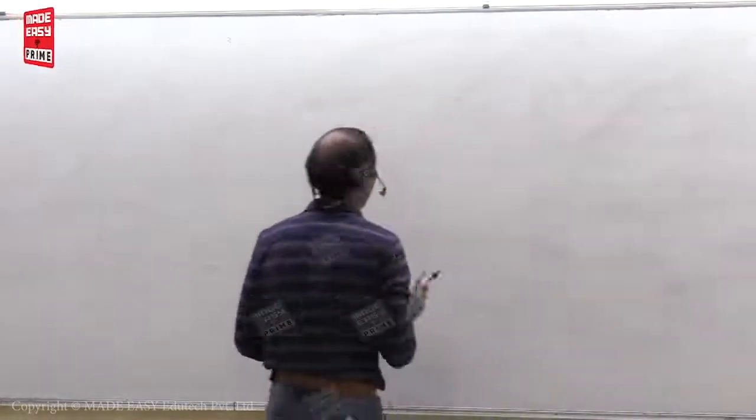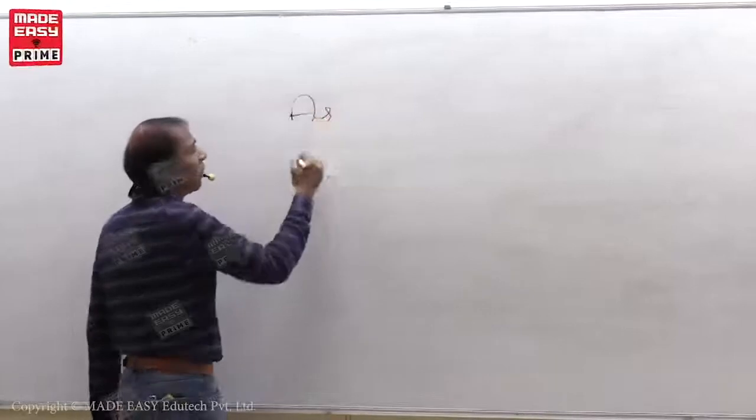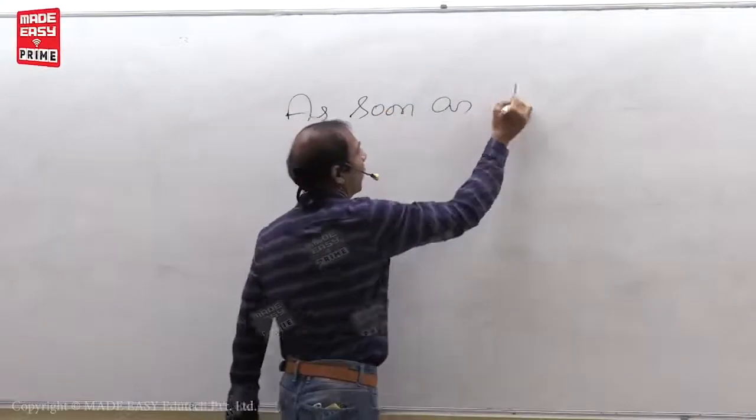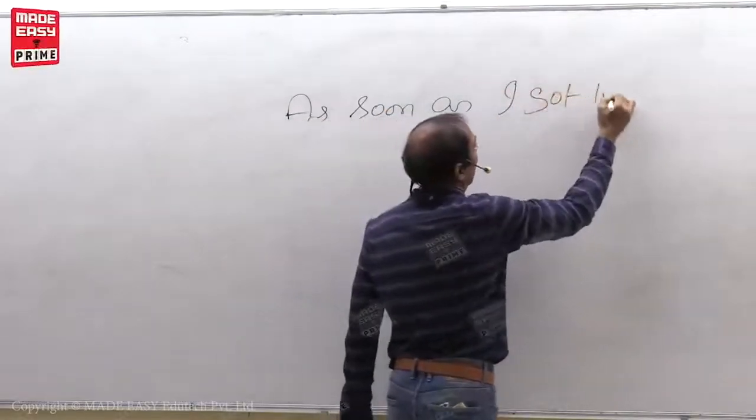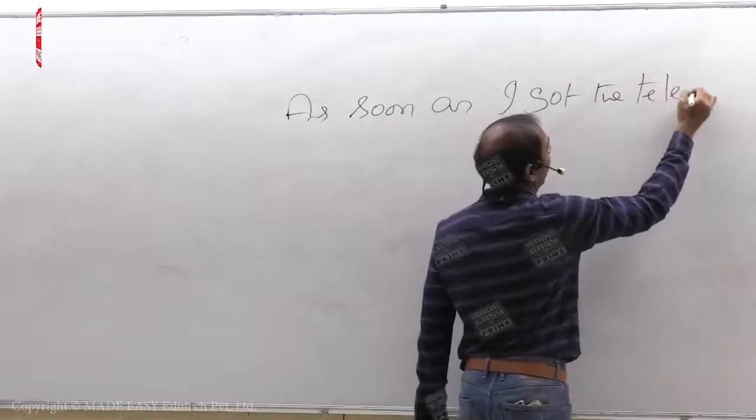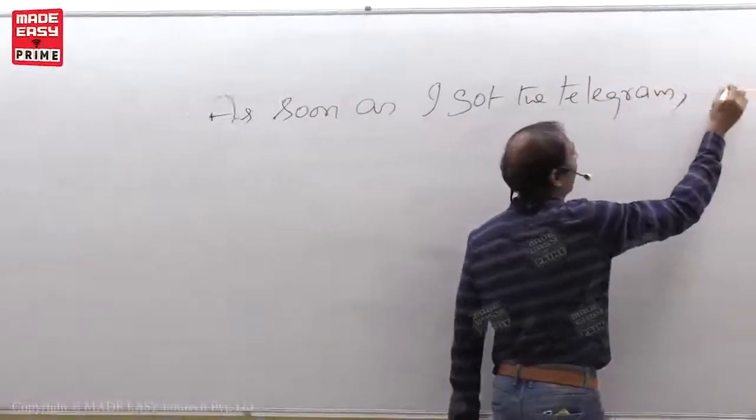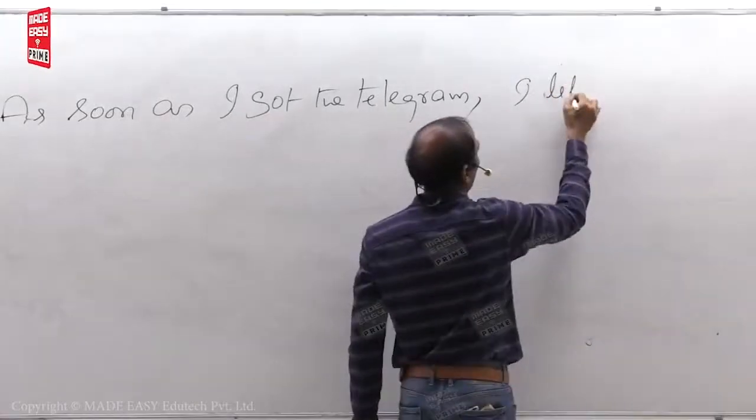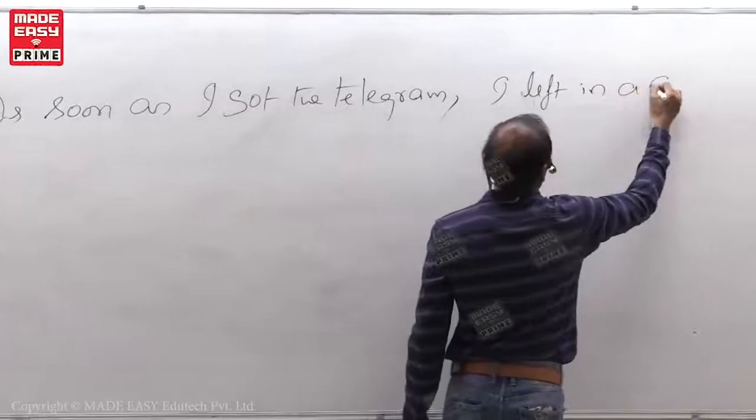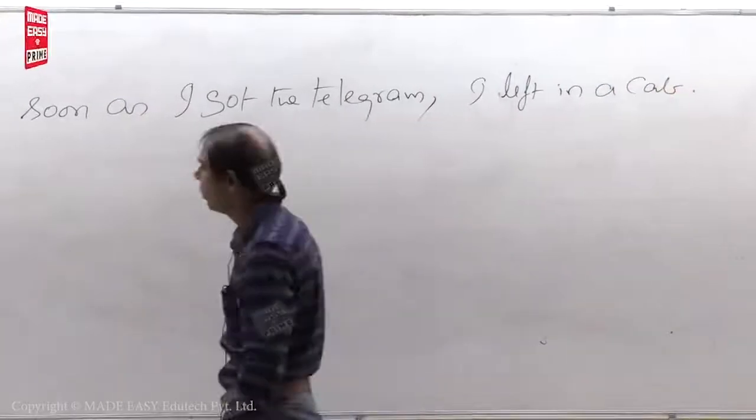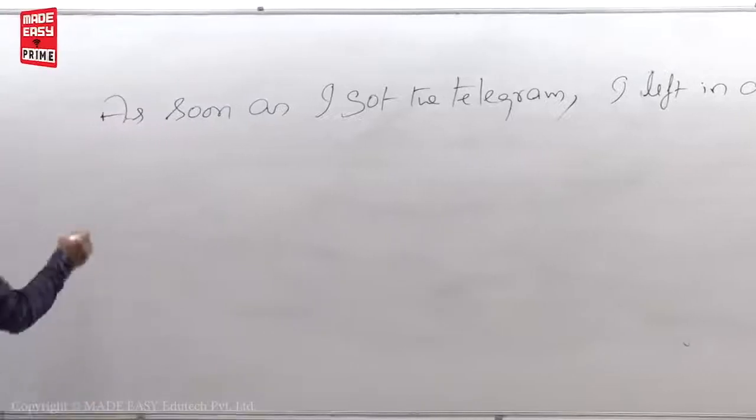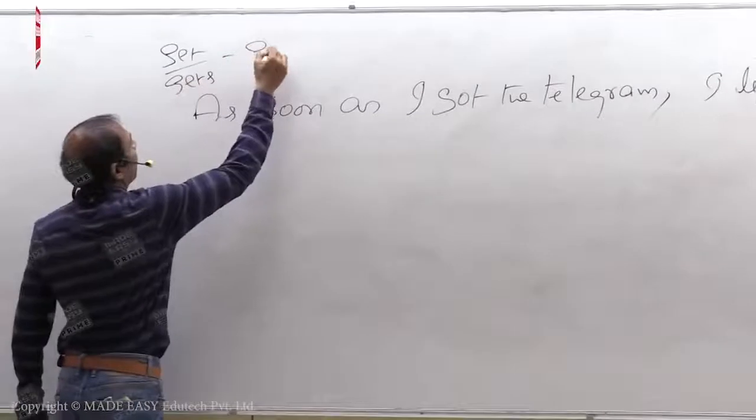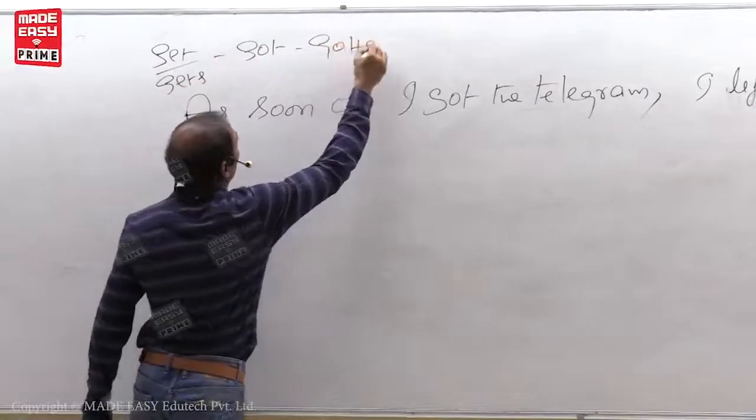See? 1 minute I give you time, you try yourself. As soon as I got the telegram, I left in a cab. Try. 3 forms I am giving here. Get, by gets, got, gotten. You try yourself.